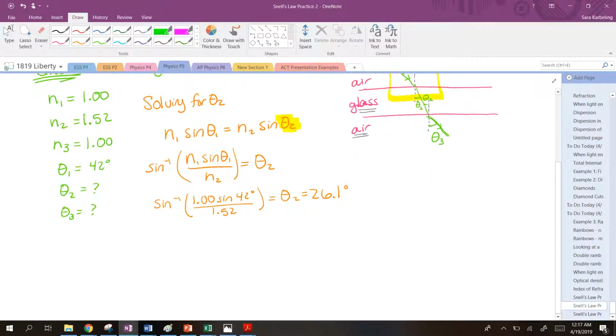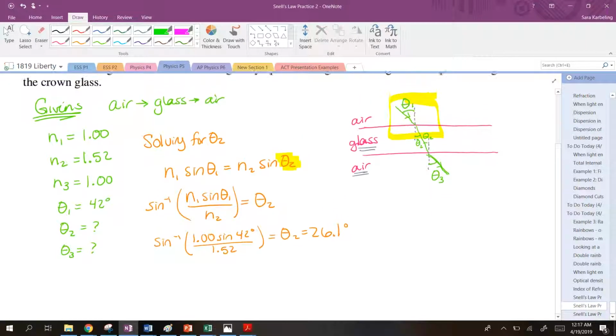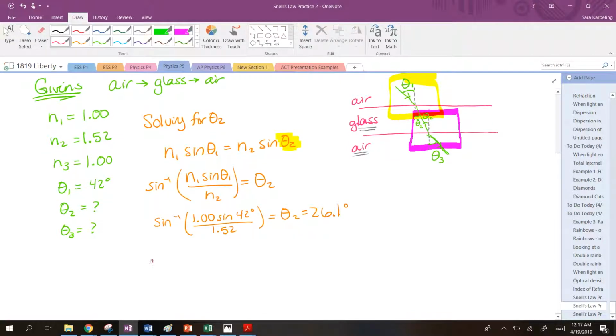Okay, so after we do that one, so that we found that first question, and then remember, this is just one of those sneaky things. I'm just going to give you 2 problems in one. So now we're going to focus on this bottom part. Okay, so now we're going to solve for theta 3. Same process. We've got n2 sine theta 2 equals n3 sine theta 3. So we're just looking at that second refraction.